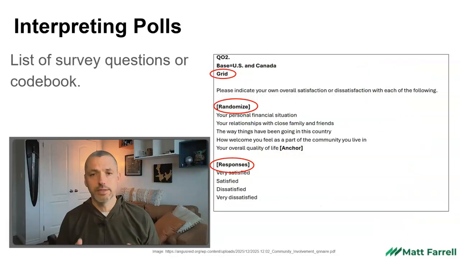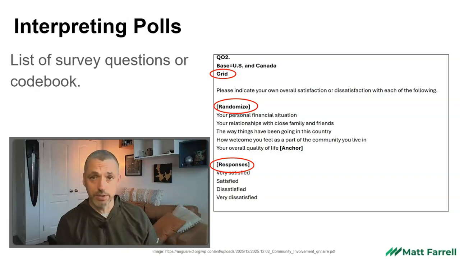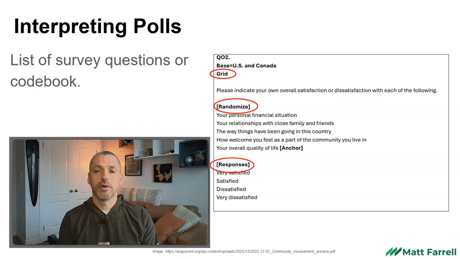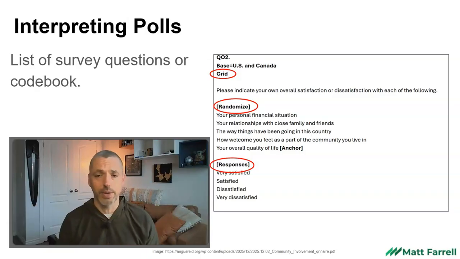Another thing to look for is the actual questions. How was the survey delivered? And the code book might describe that. Sometimes the survey questions are just built in with the summary, but it gives you an idea of what's being asked. So in this particular example, we know that it's respondents in Canada and the US. The question was displayed online as a grid, so the respondents would have a grid where they could just select different boxes. We know that the list was randomized.